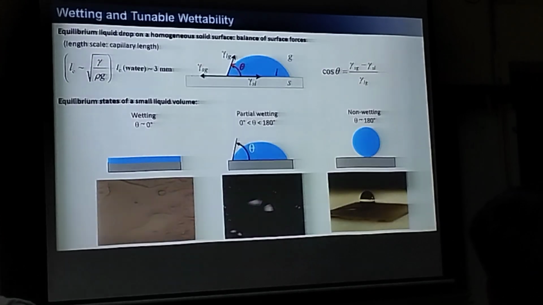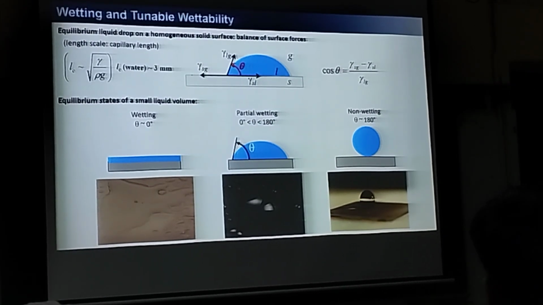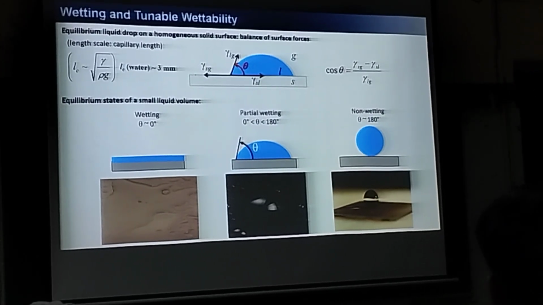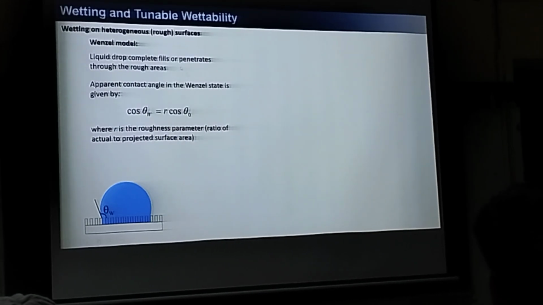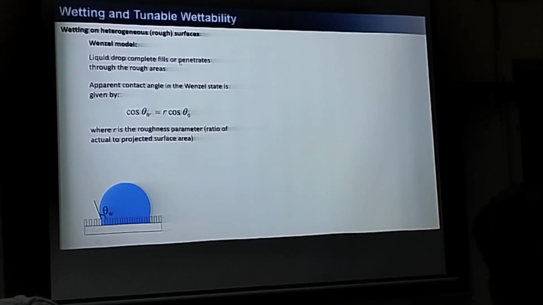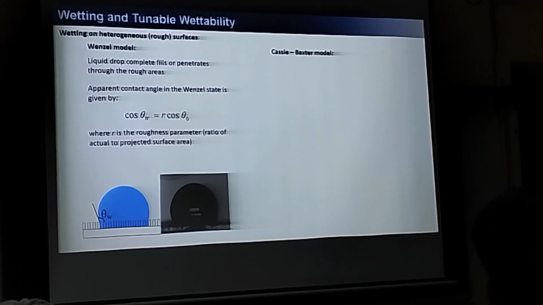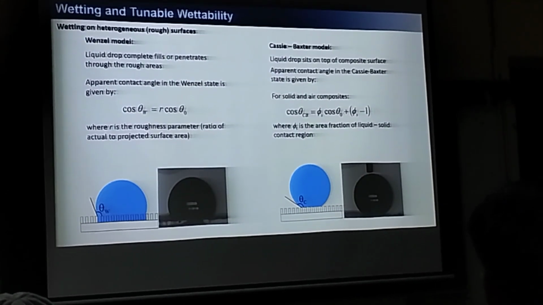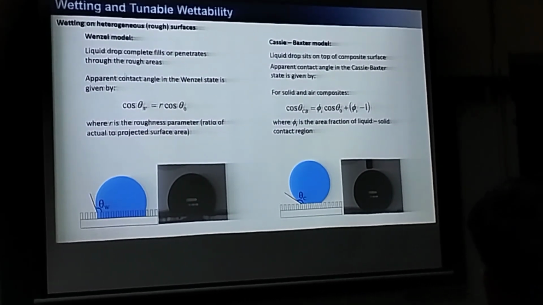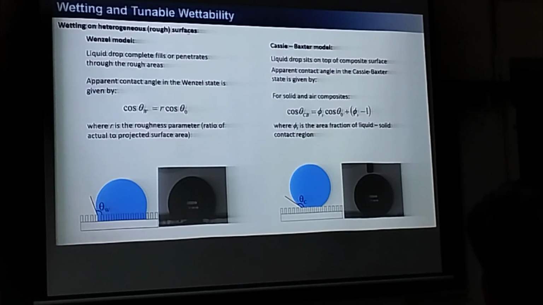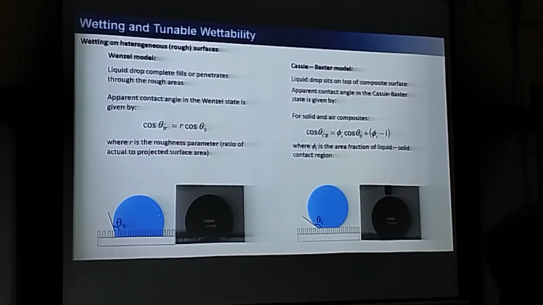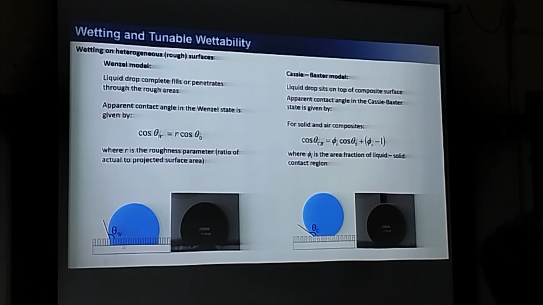Till now, everything is homogeneous, atomically smooth and perfect. But on our daily use surfaces, life is not that peaceful. You have lots of heterogeneities, roughness, chemical heterogeneities, and on such heterogeneous surfaces, you have two different configurations which define what the wetting will be. There are two different models, the Wenzel model and the Cassie-Baxter model, and in these models, you have to take care of the roughness.